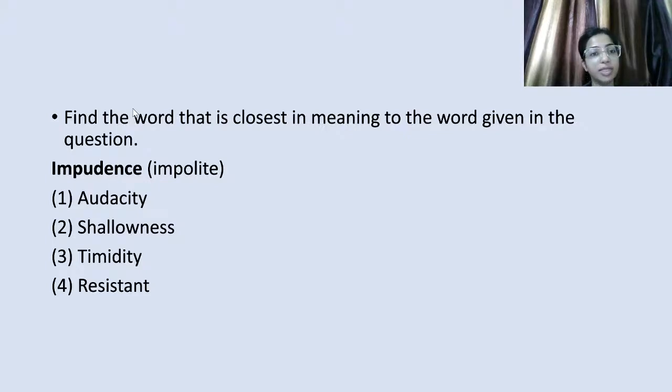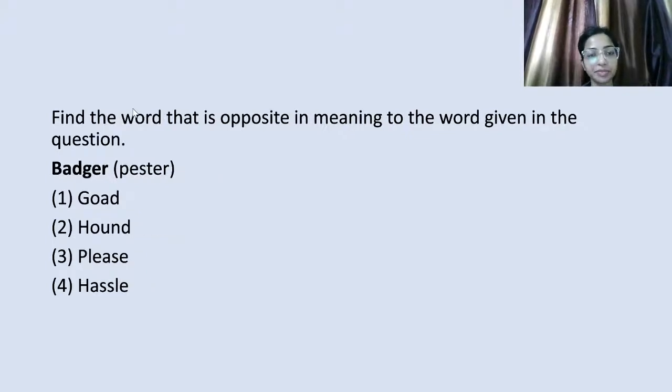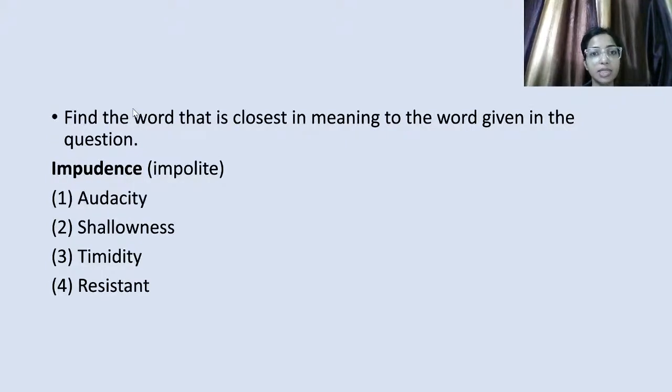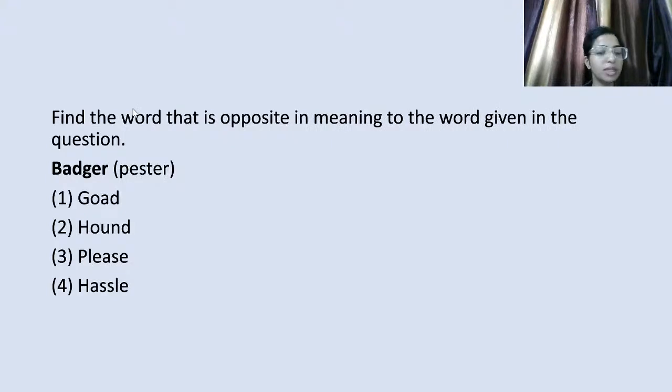And today's first question is with the same question type, and the question is: find the word that is opposite in meaning to the word given in the question. Yesterday it was closest in meaning. Today you'll have to find a word that is opposite in meaning. So when it comes to opposite, it's tougher because then you have to know the exact meaning of every word. And it may not be exactly opposite, so you have to know the word at large.